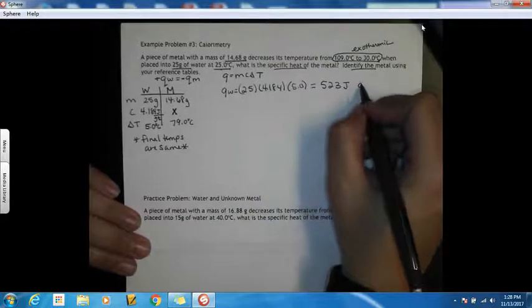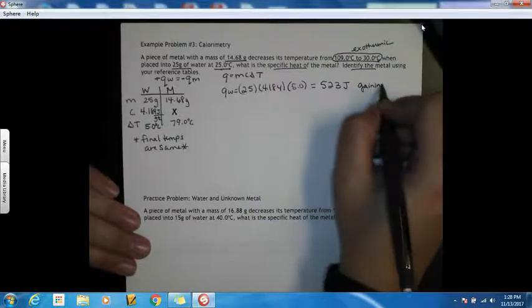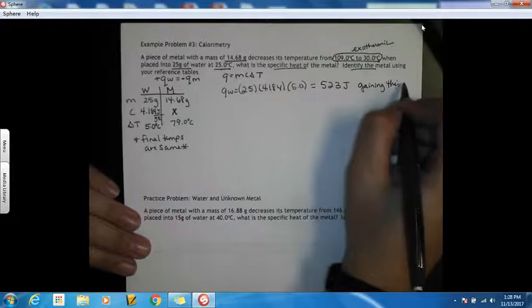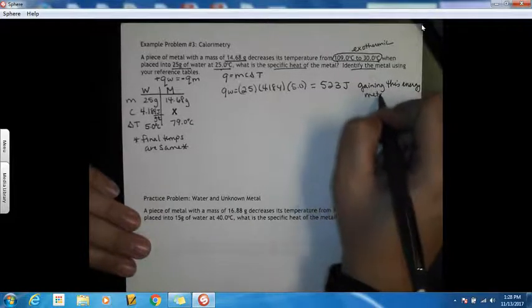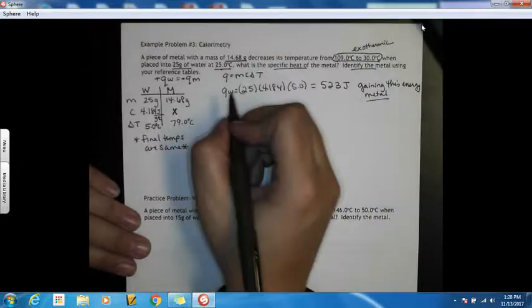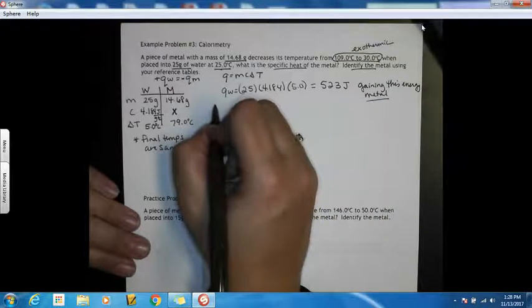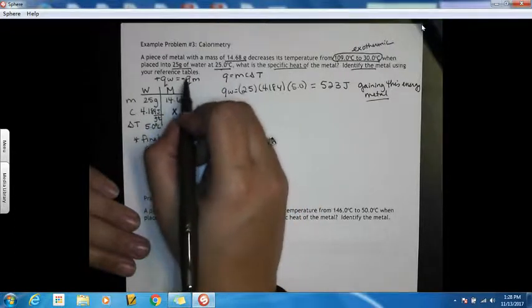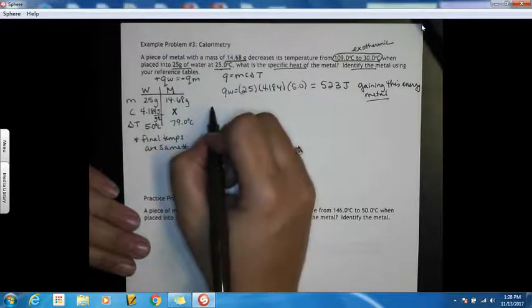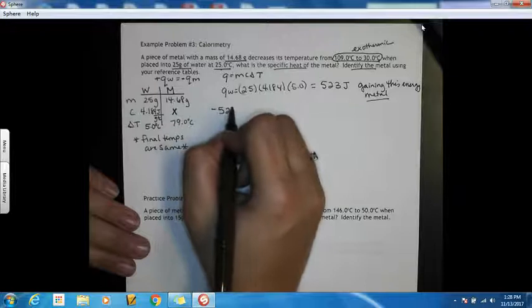So the water is gaining this energy from where? Right, so from the metal, right? So if the water gained that from the metal, then the metal had to release it, right? So Q for the metal is equal to Q of the water, only they're opposite in sign. So that means Q for the metal will be negative 523.